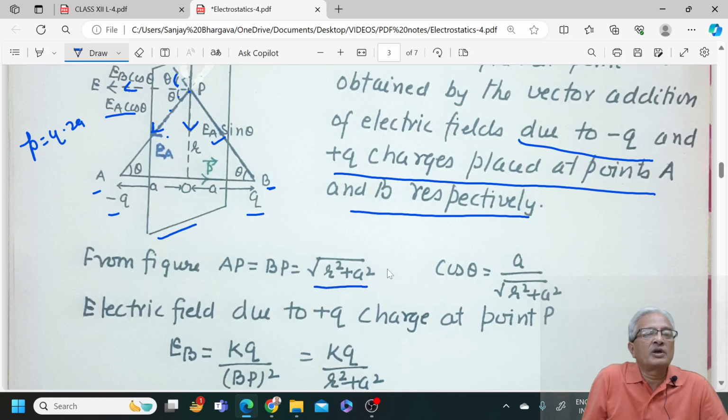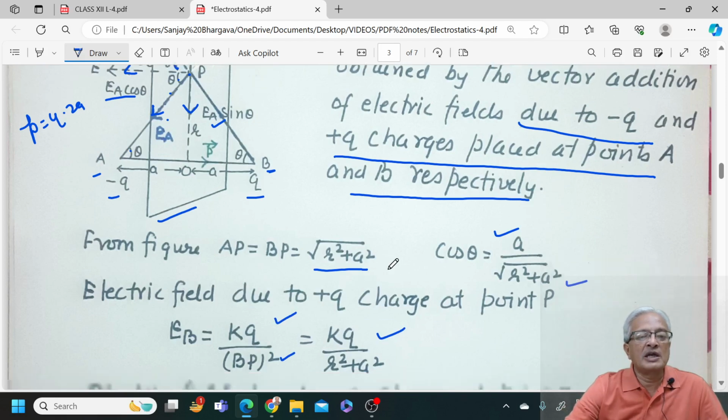From this triangle, you can calculate the value of cos theta. That would be equal to base upon the hypotenuse, which is A upon under root of R square plus A square. Now what would be the electric field due to charge at B? It would be equal to KQ upon BP square. So it would be KQ upon R square plus A square.